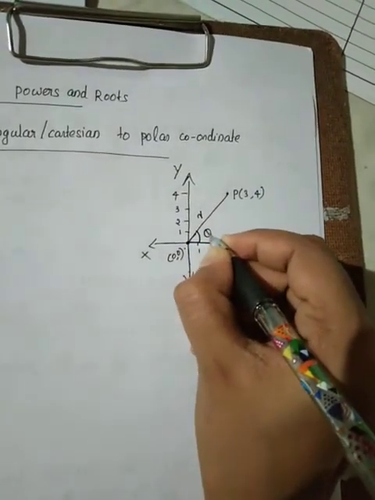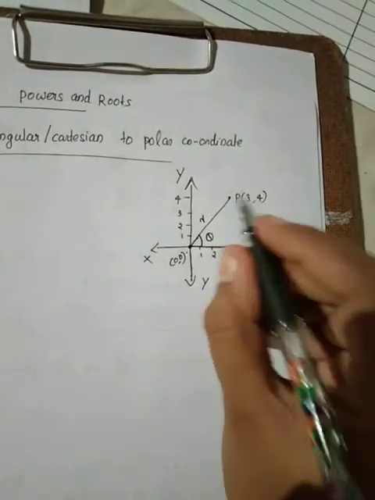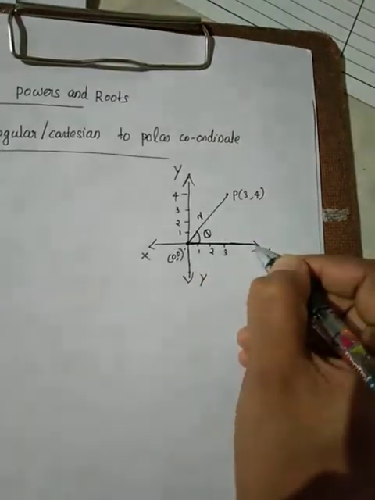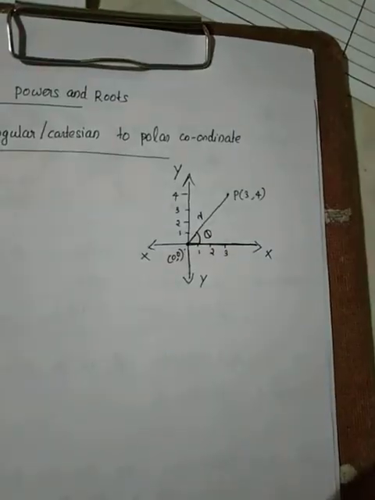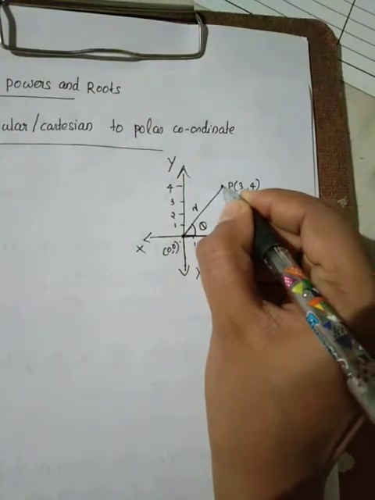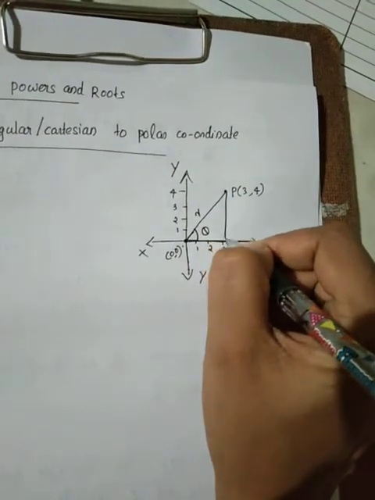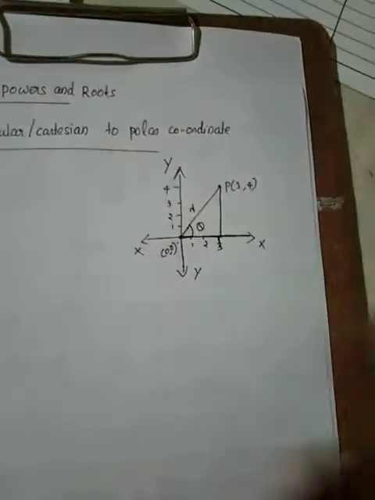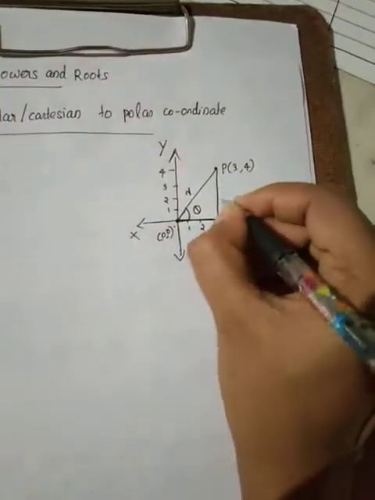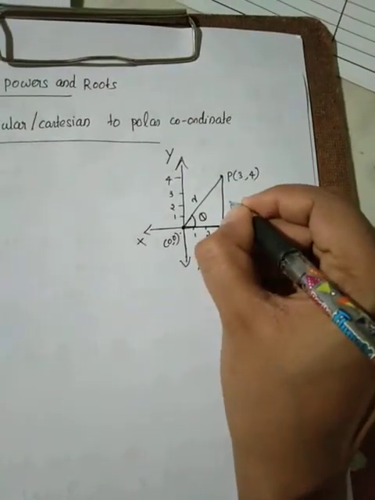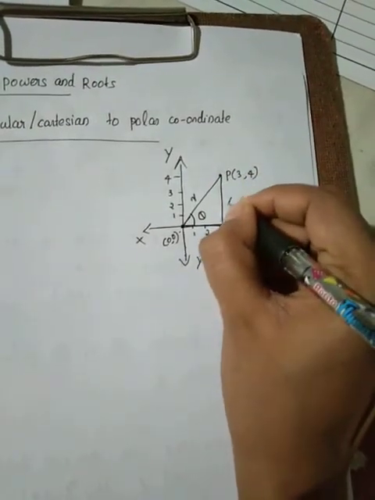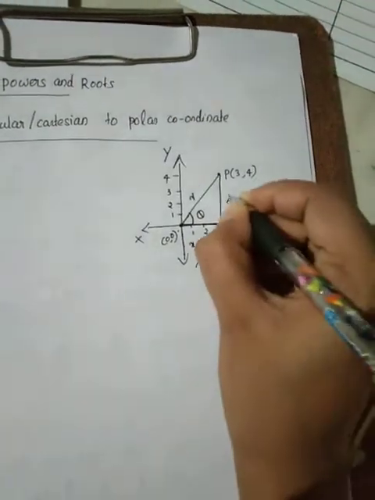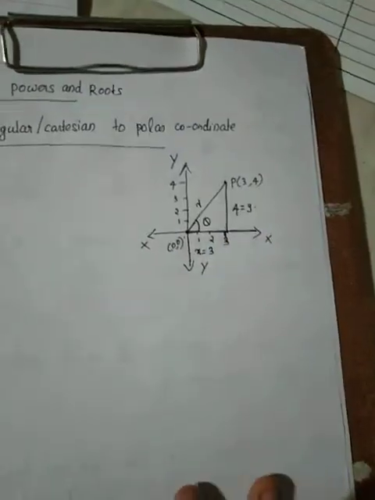So angle theta. Theta is the angle between these two lines, the polar axis and this line. We can draw a perpendicular line from the point P of 3, 4 to the x axis. This is the line, the angle. The length of this line is 4 and this line is 3. That's x equal to 3 and y equal to 4.